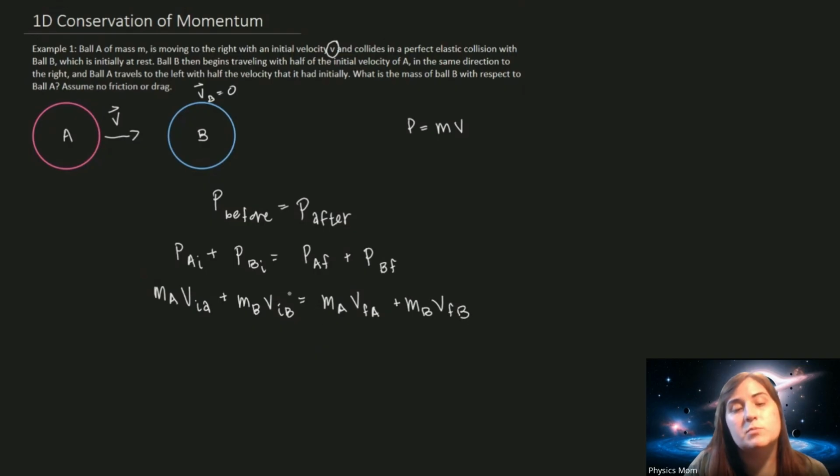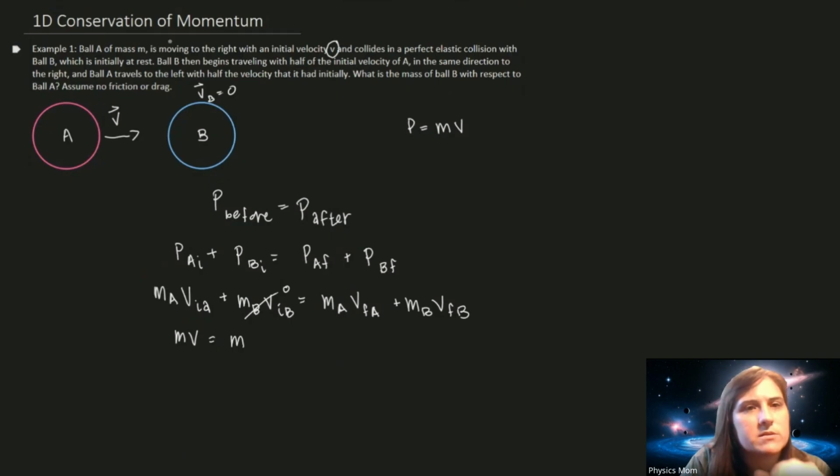Let's plug in what we know. For the first case, the initial velocity of A we're just going to call v, and the mass of ball A is just going to be m. So this part just becomes mv. Then we know that the initial velocity of ball B is 0. So that's 0. This is going to then equal the mass of A, which is just m, times the final velocity of A. It tells us, so we have to kind of deduce this, it's half of the initial velocity. Oh, hang on, that's ball B's.